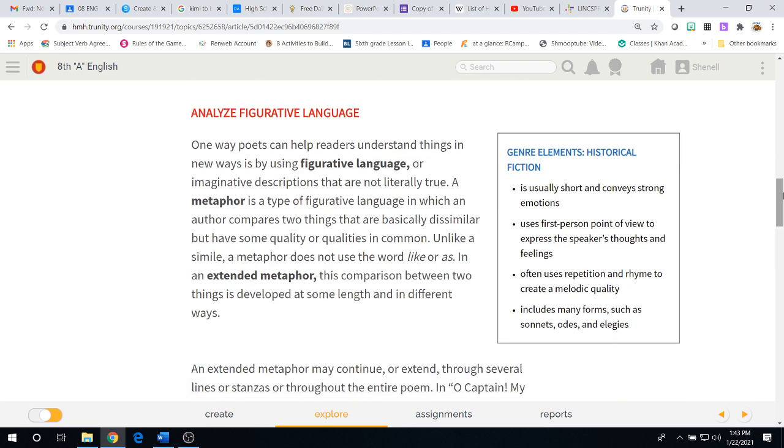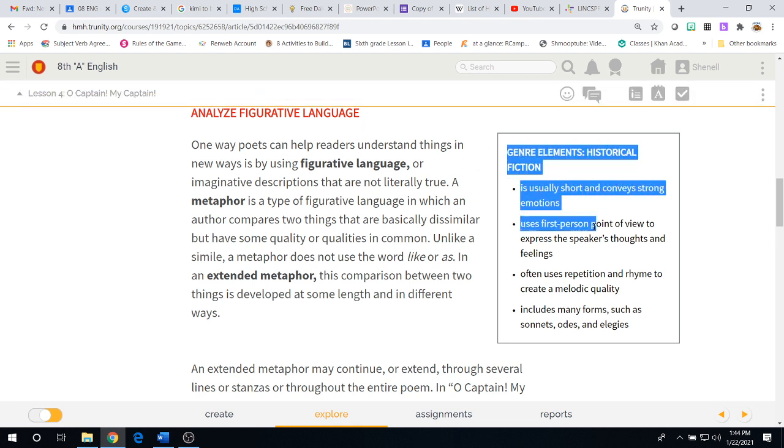Now we're going to review the topic of figurative language. One way poets can help readers understand things in new ways is by using figurative language, or imaginative descriptions that are not literally true. A metaphor is a type of figurative language in which an author compares two things that are basically different but have some quality or qualities in common. Unlike a simile, a metaphor does not use the word like or as. In an extended metaphor, this comparison between two things is developed at some length and in different ways.